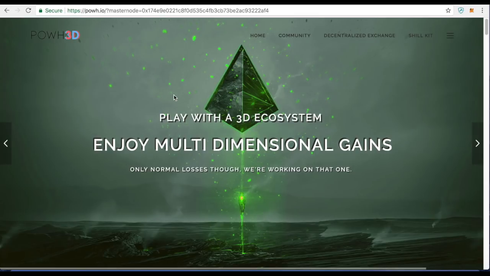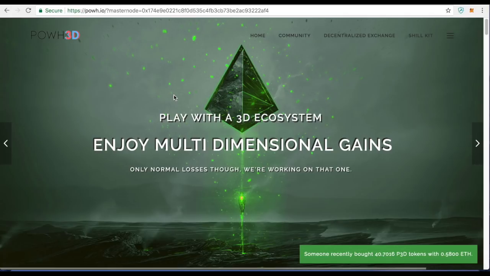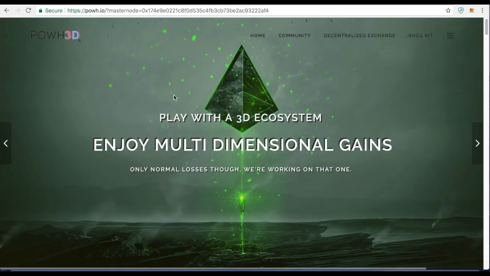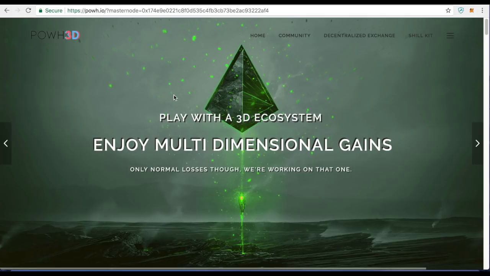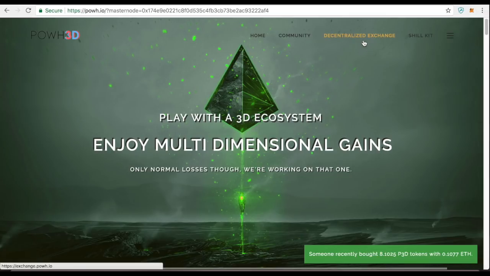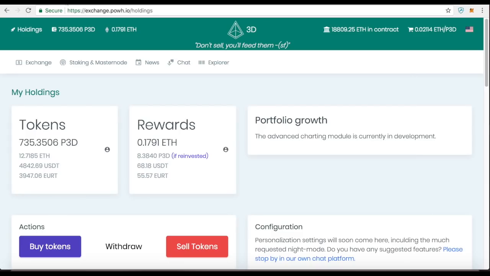Hands, legs, proof of weak fingers, proof of weak nose, ears. Those are the alphabets. And I'm not making fun of the other platforms. I'm just saying that if Proof of Weak Hands is the original, the pioneer of this platform, then there'll be more to come out there. Just be careful. Okay, so click on the decentralized exchange, and it'll take you here.